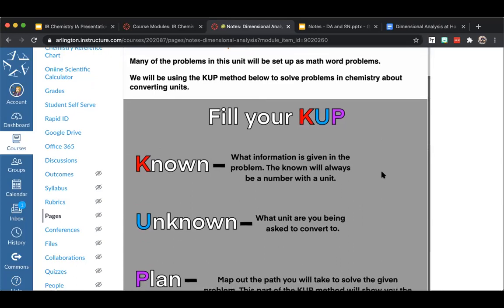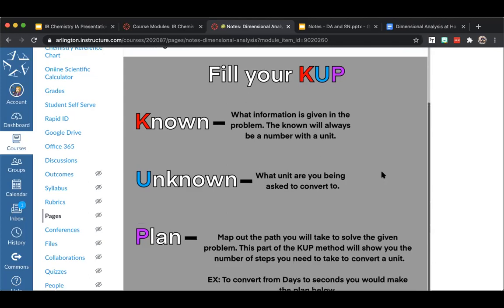And so this is the method that we have come up with, and it's got a little acronym, CUP. It's just spelled with a K instead of a C, okay? The K stands for the known, and the known is the information you're given in the problem to start with. And that will always be a number that has a unit, okay?